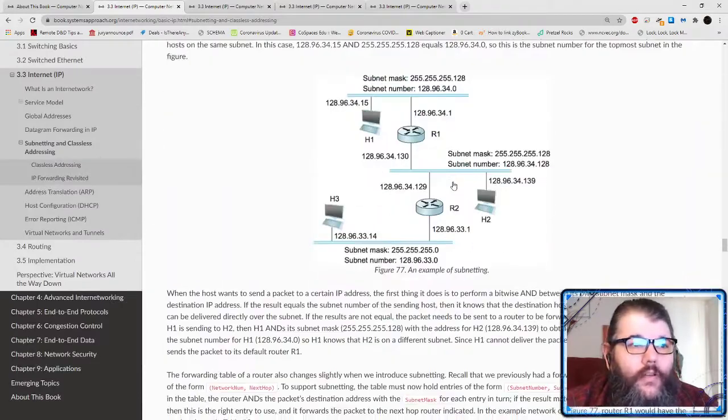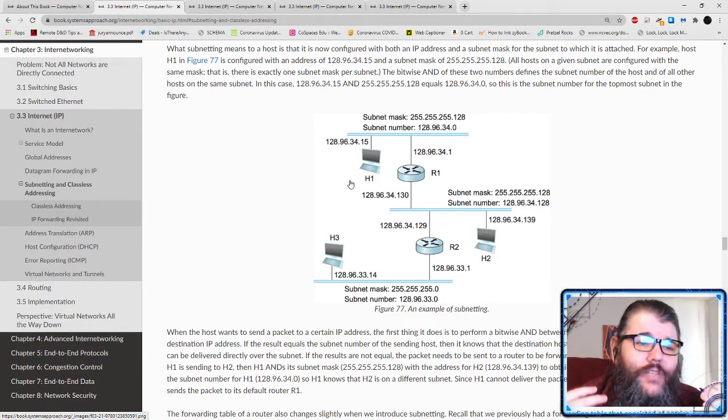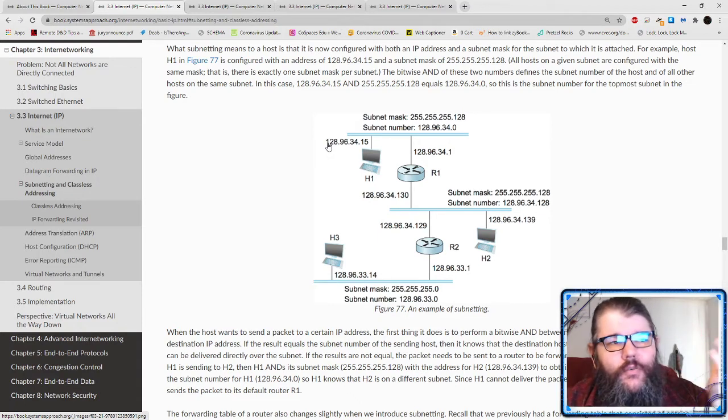I'll blow this up a little bit. Here we go. Any of these numbers is a number between 0 and 255 because they represent 8 bits, and we're translating those 8 bits back into a decimal number. So you're always going to see numbers between 0 and 255 for a valid IPv4 address, and you'll see them in this form. So this host 1 has an IP address that is 128.96.34.15.